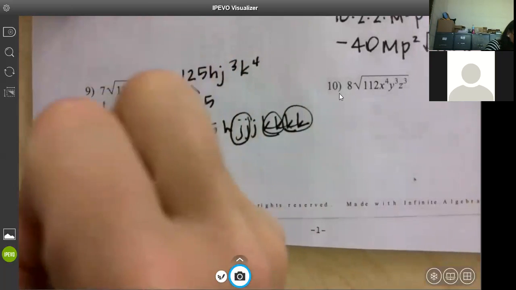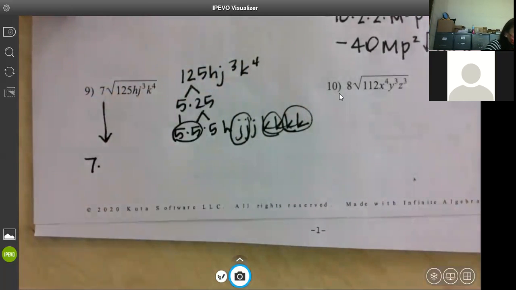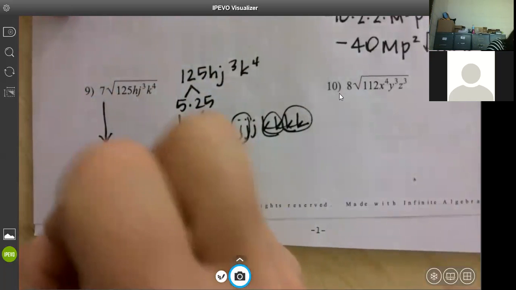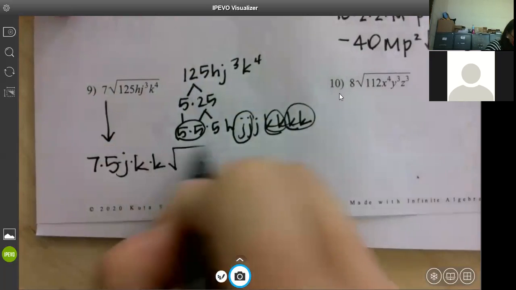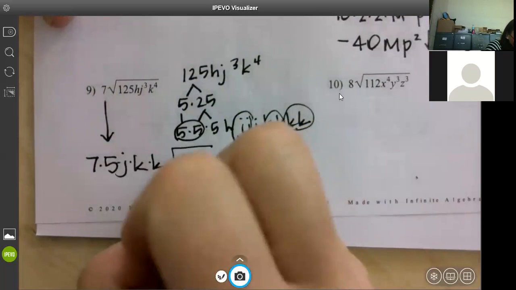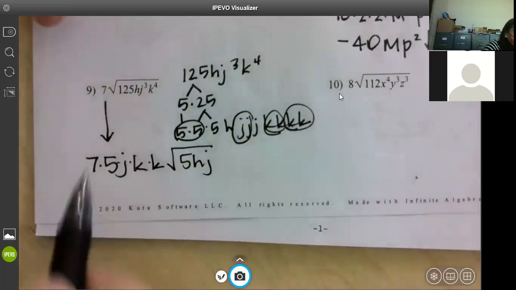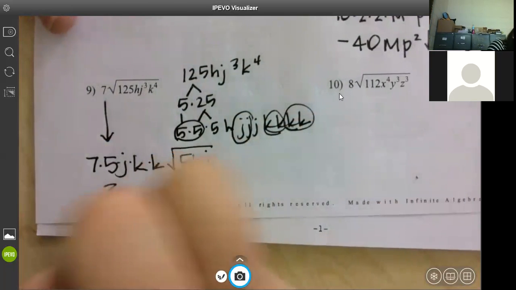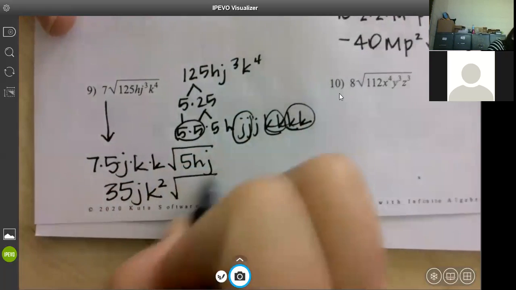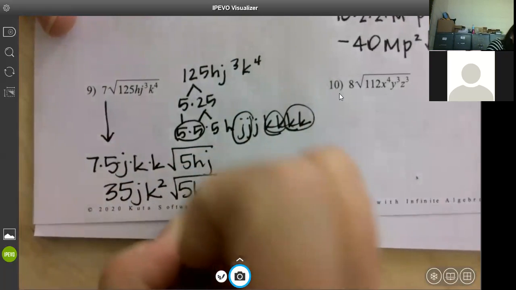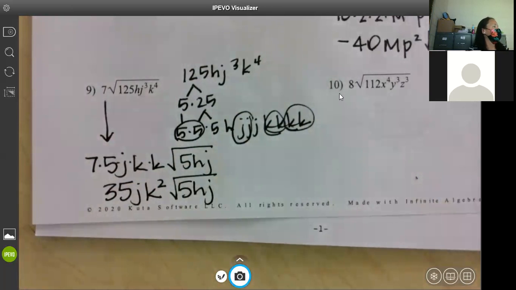Don't forget that we already had a 7. We circled a 5, a j, and 2 k's. What did we leave underneath? 5, h, and j. 7 times 5? 35. 1 j, 2 k's, underneath a 5hj. Any questions? Is everybody okay? Zoomers, I'm going to stop sharing and stop recording.